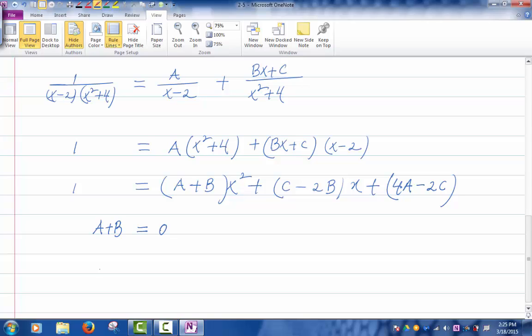What's the coefficient of x on the right? On the left it is 0. What's the constant on the right? 4a minus 2c. That's equal to 0. No, sorry. That's got to be 1. Is everybody okay? So all I did is match the coefficients. a plus b, what is the coefficient of x squared here? x squared doesn't appear, but you can say that its coefficient is 0.